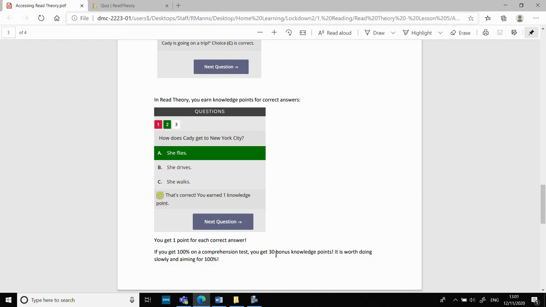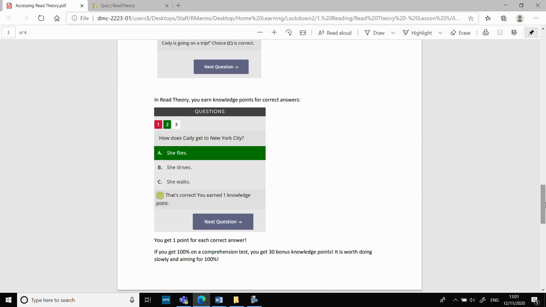So the bonus knowledge points is really, really important in terms of gathering lots and lots of points. And that's why it's really important to take your time and not rush. If you just click through answers and get 1 or 2 each time, you're not going to get many knowledge points. Also, they'll start to move you down some of the quizzes if you don't get high scores. If you get 100%, it'll start to move you up some quizzes, which will be really good.